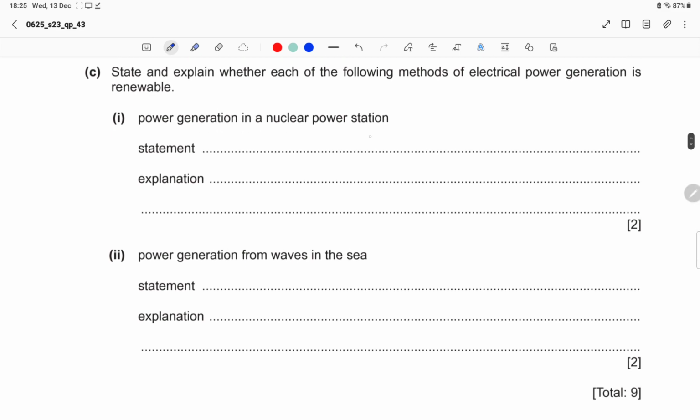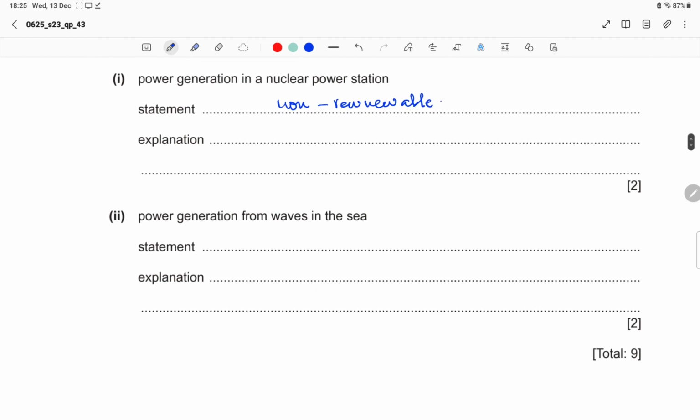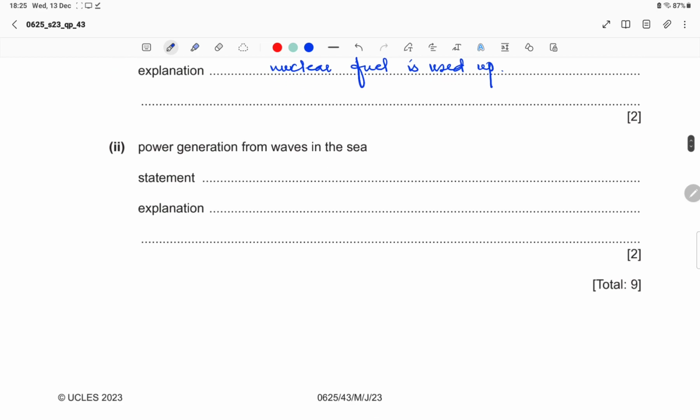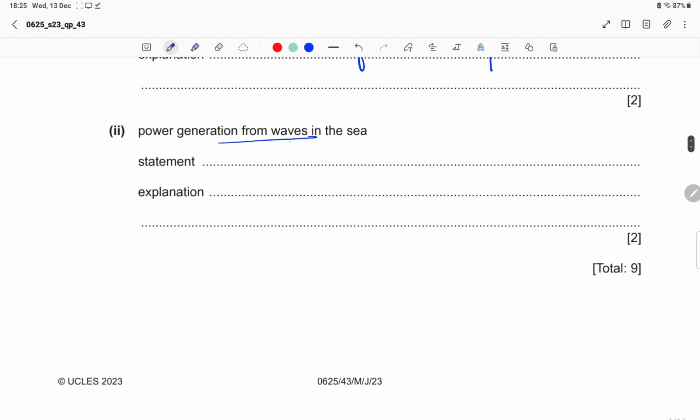Power generation in a nuclear power station is a non-renewable source, because the nuclear element, the radioactive element, the nuclear fuel is used up, so it's not a renewable energy source. Power generation from waves in the sea: yes, this is a renewable energy source. Nothing is used up, and wind is always there. So any of these reasons you can write down over there.